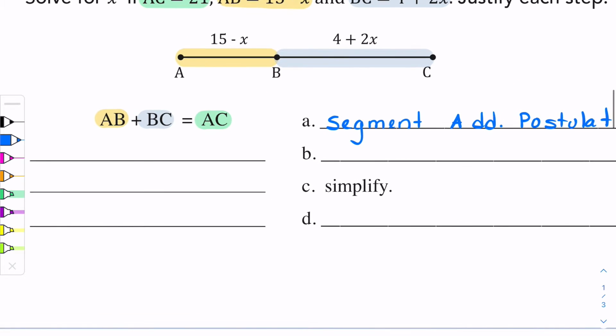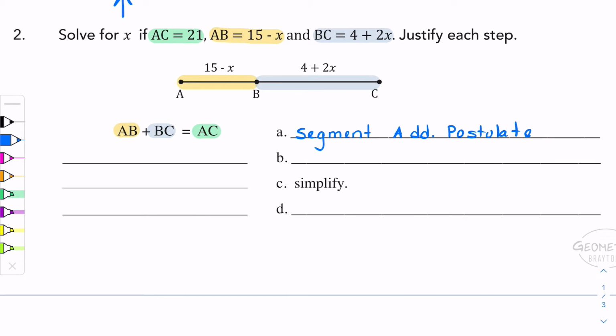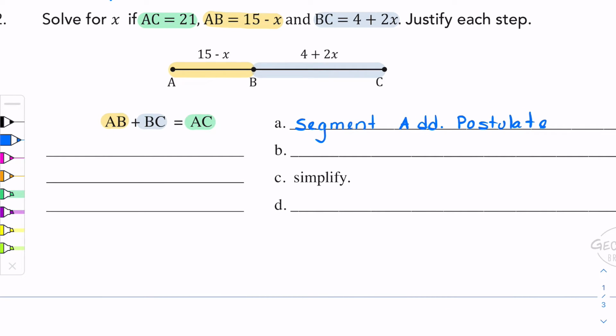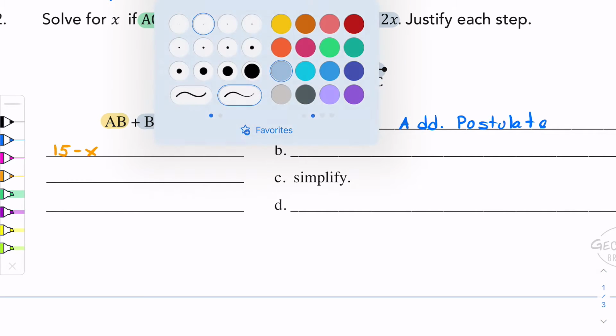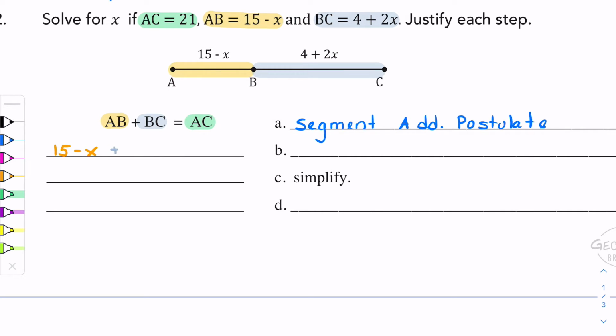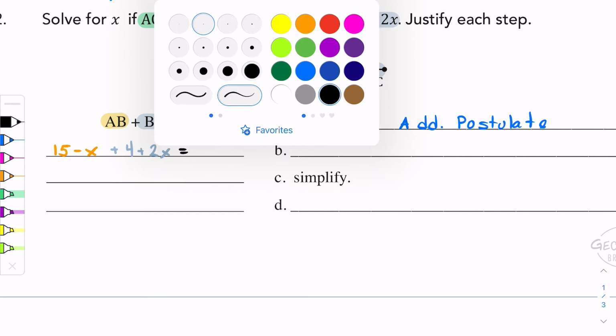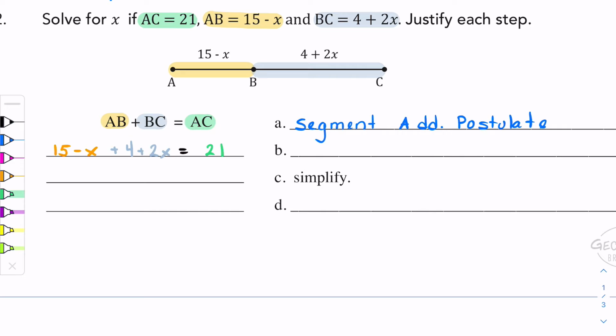And now we're going to solve just like we did for the previous problem. We are going to substitute our values in. When we substitute our values in, AB is 15 minus x. That's what I have highlighted in orange. We have BC, which is 4 plus 2x. And we are told that the total segment length is 21. So at this point, all I did was take my segment addition postulate and I substituted in the given values. So this is called the substitution property of equality.